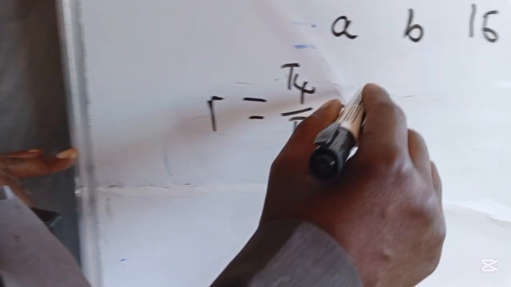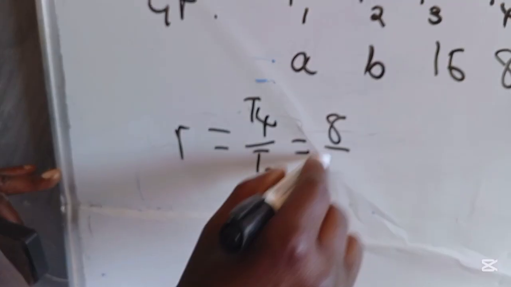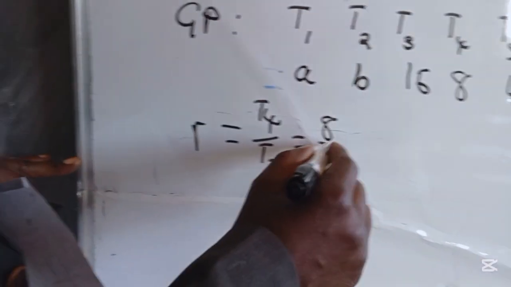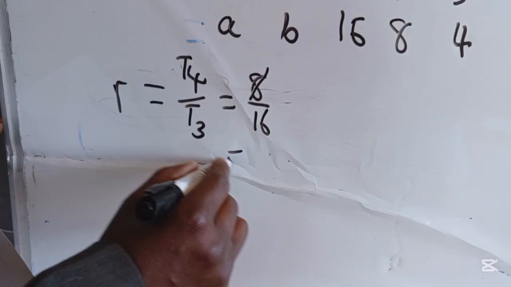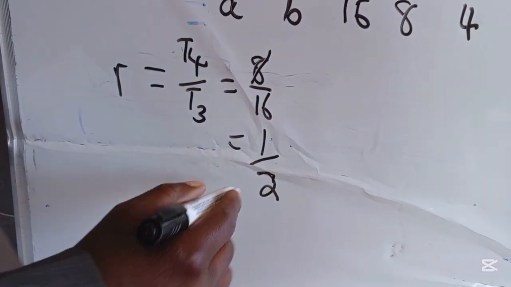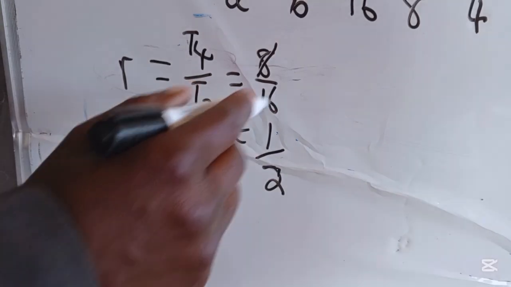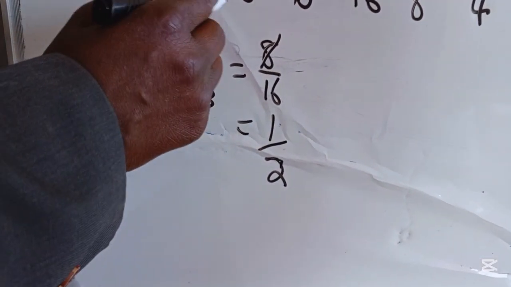The fourth term in this case is 8 over 16. So 8 divided by 8 is equal to 1, and 16 divided by 8 is equal to 2. So ladies and gentlemen, my common ratio, I've found it. So now what am I looking for? I'm looking for this A.